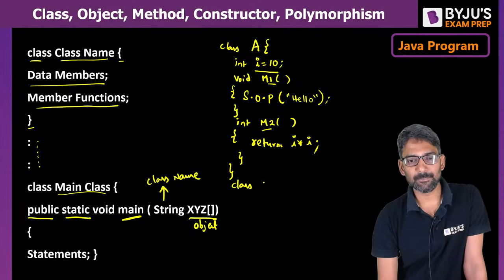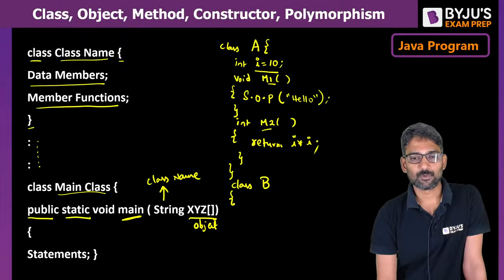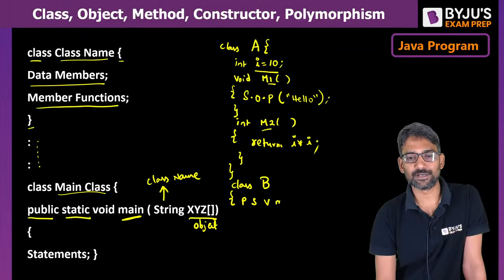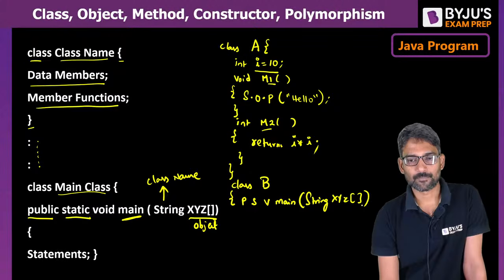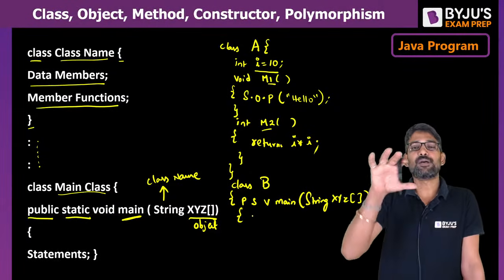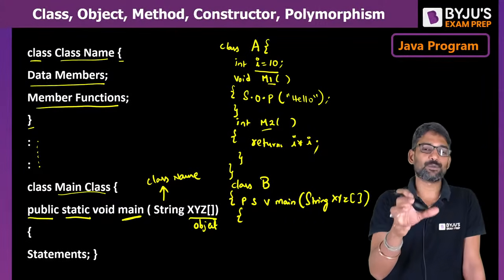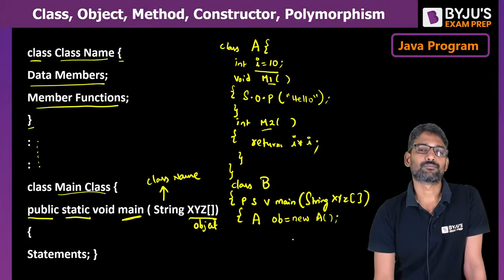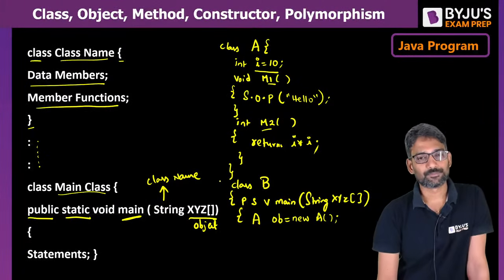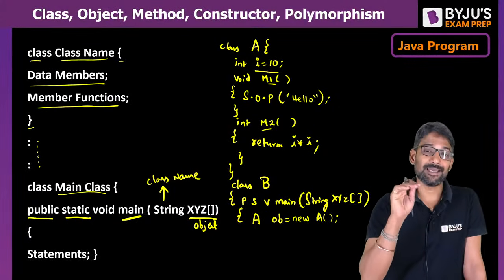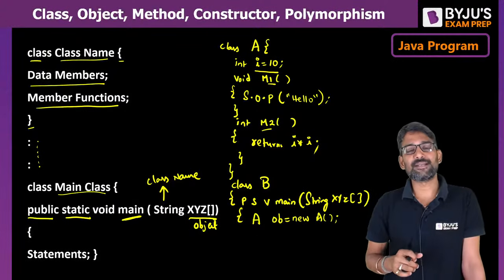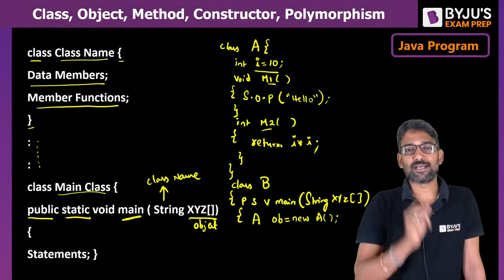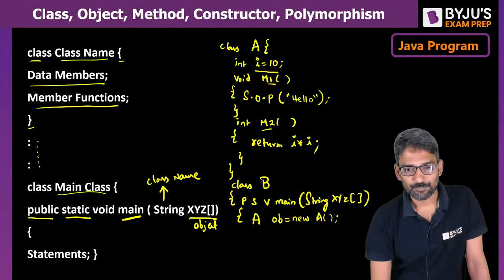Now I am writing the main class, class B. What is the main class? Where you write public static void main. Here in the main method you have to create the object, because without an object you cannot access. So I am creating an object: A ob is equal to new A. Now I would like to print the I value. I is a member of class A. You cannot access something inside A directly; through its object only you can access. What is its object? ob.